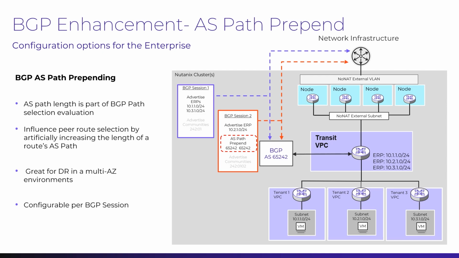If there was a failure of the primary AZ causing the preferred path to be removed from the routing table, the secondary path via AZ2 would become the preferred path. This would allow traffic to continue to flow into the environment without any routing intervention or changes.